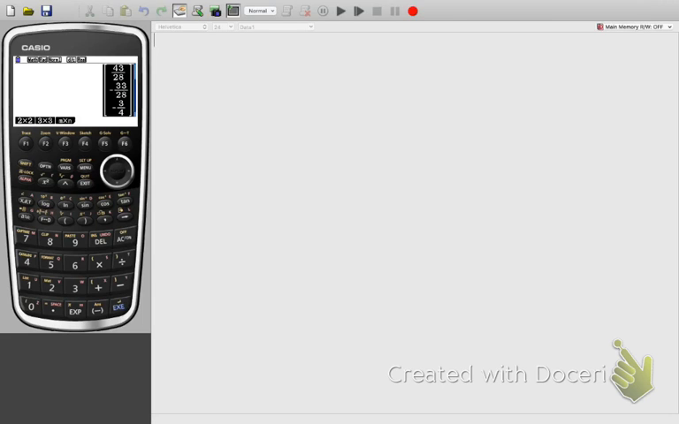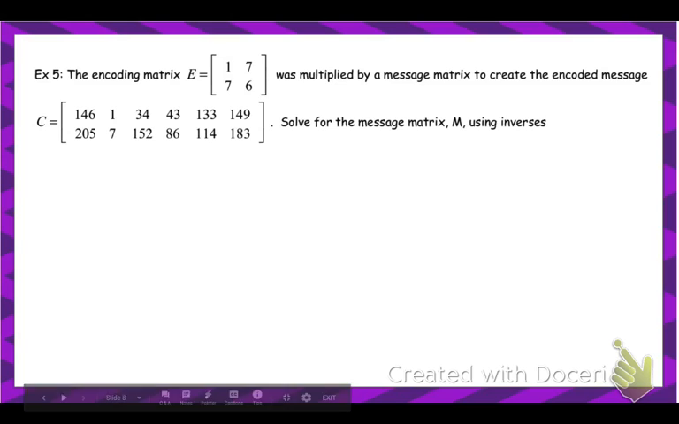All right, so the last thing we're going to look at is just an application. What we're going to look at here is something where you have an encoding matrix, and that matrix was multiplied by a message basically to create something that's in a code. So what we don't know is the original message. We took the encoding matrix, multiplied it by our actual message, and that created this C equation.